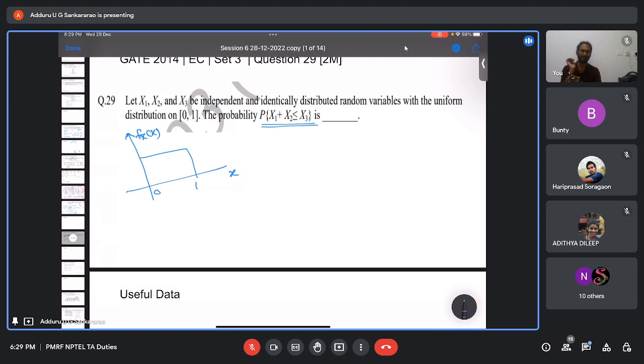This is a little bit tricky and you need to use some other results. I hope you have studied those results in random variables and random processes. Now, can I write the probability of the given question like this: X1 plus X2 minus X3 less than or equal to 0? Can I write like this?